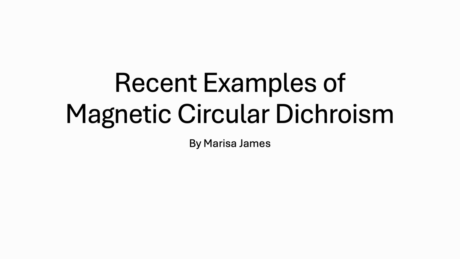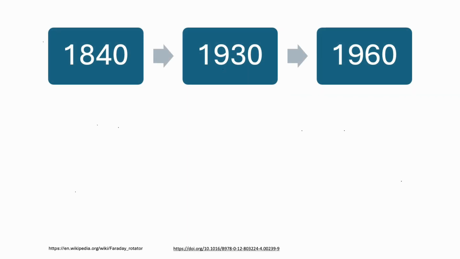So, for a little bit of history on MCD, it was in the 1840s that Michael Faraday discovered that light and electromagnetism are related when he passed a beam of light through a medium in the direction of the magnetic field, and the angle of polarization of the light was rotated slightly, which you can see at the end with that beta angle there.